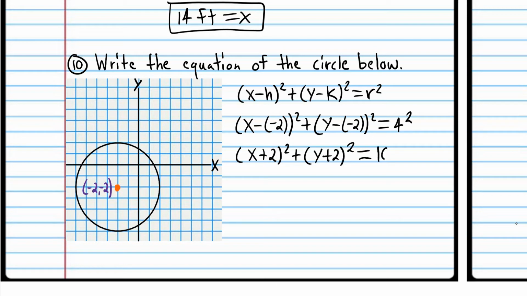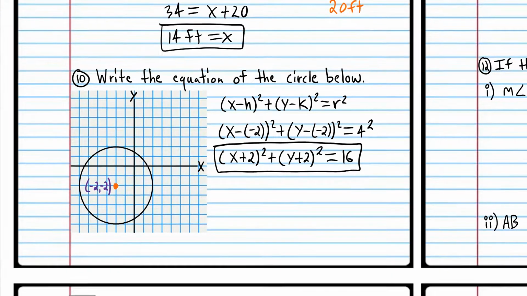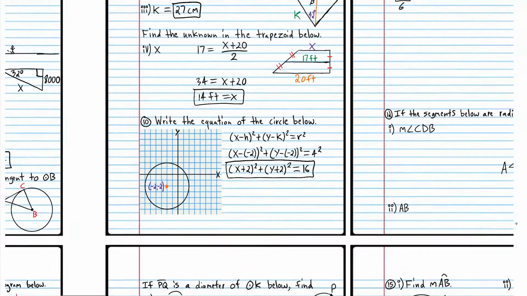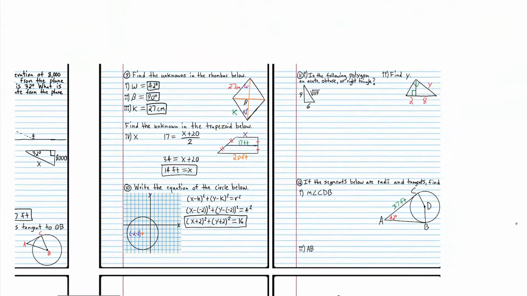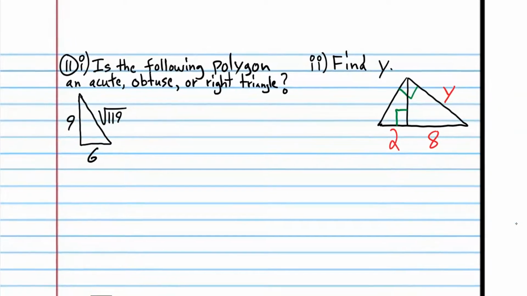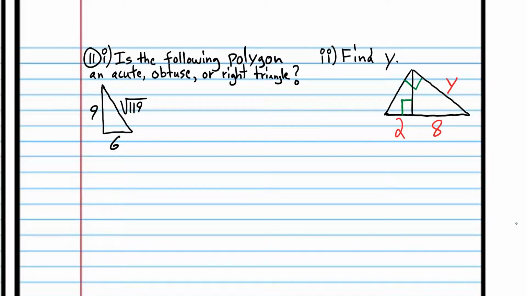And if you square 4, you get 16, and that's it. It's as simple as that. So if you got that one right, good job. All right, on to number 11. Go ahead and try number 11. When you come back, we'll do it together.